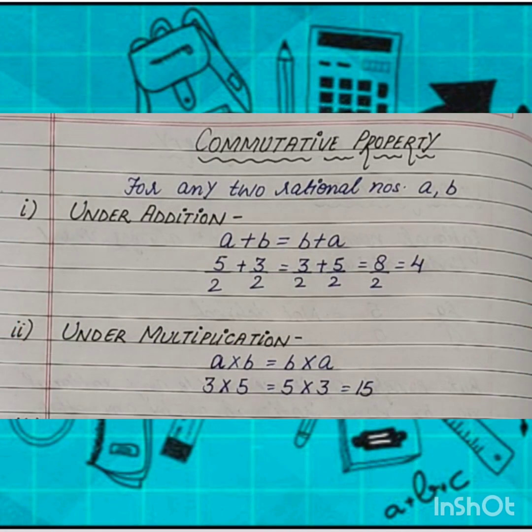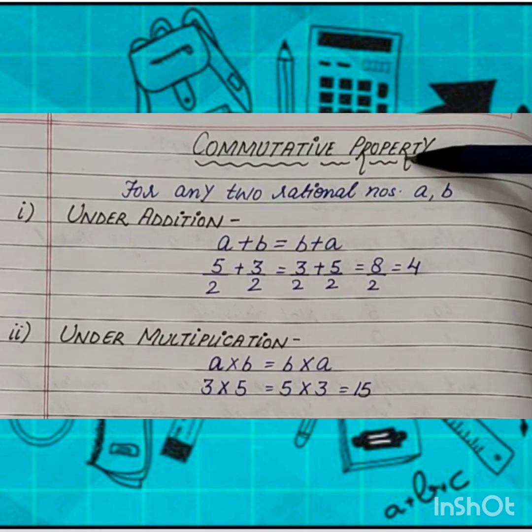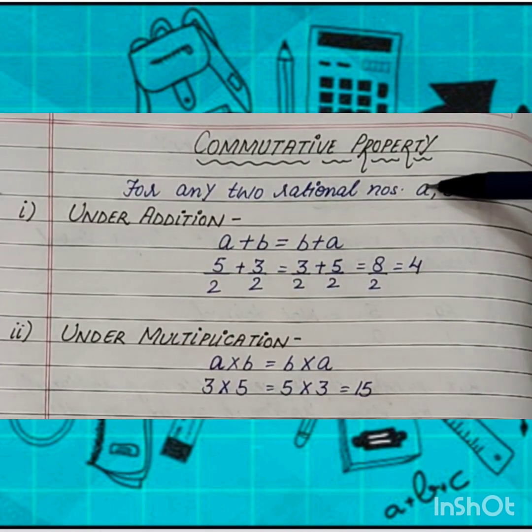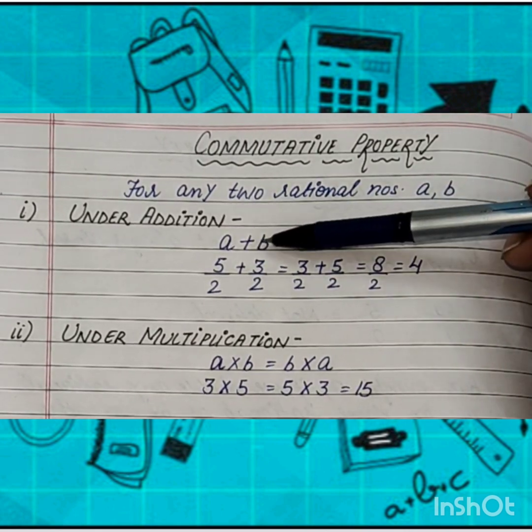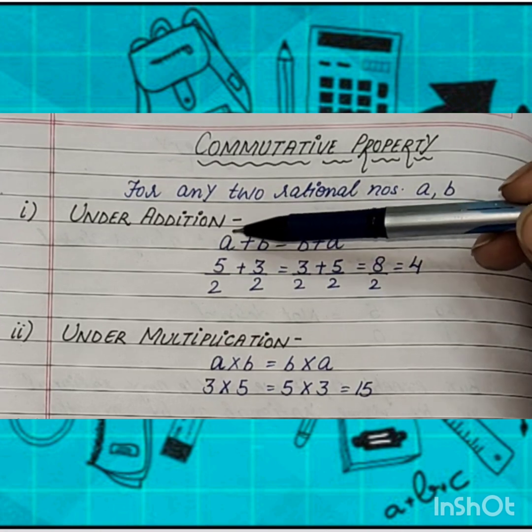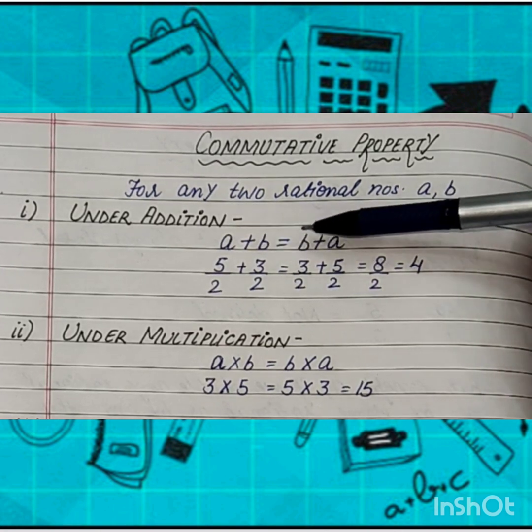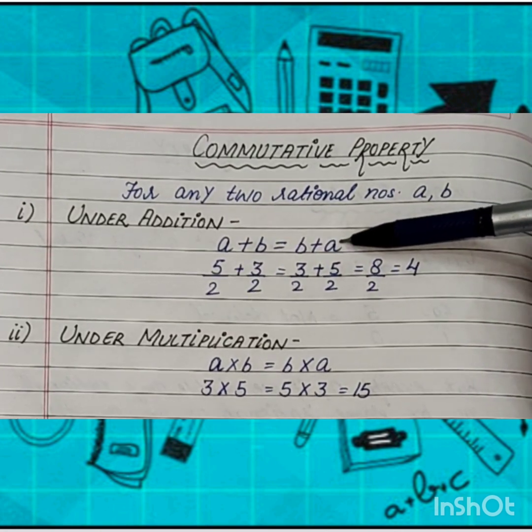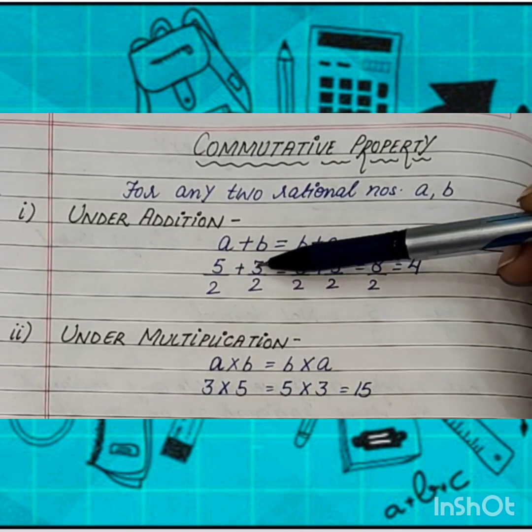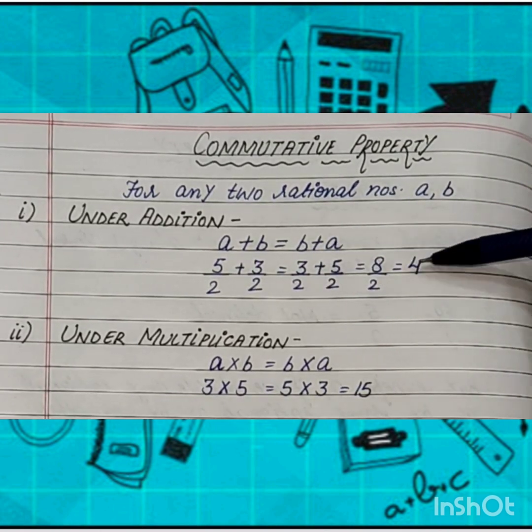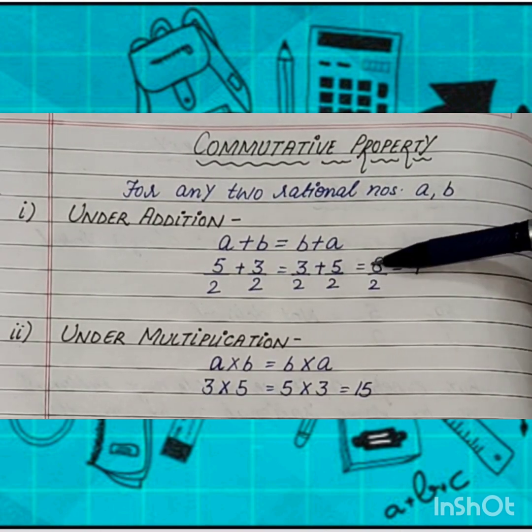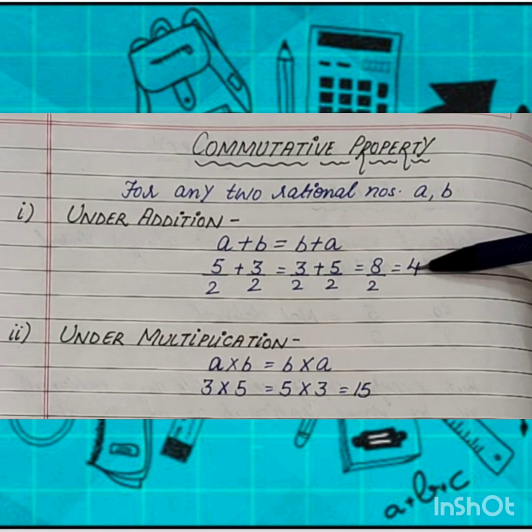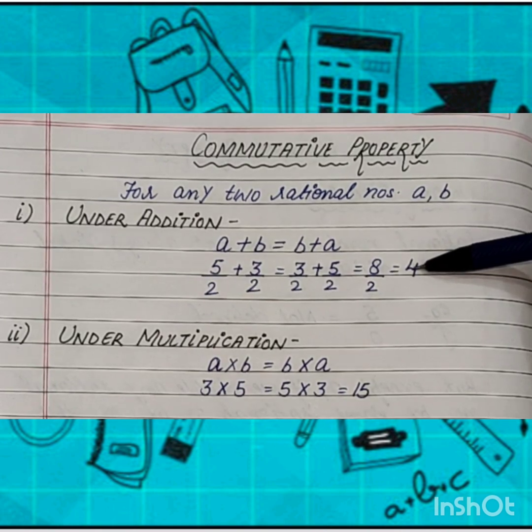Now second property is commutative property. Another name of commutative property is order property. Suppose we are having two rational numbers a and b. Then under addition means we can add any two rational numbers in any way. Write them as a plus b or b plus a. Both have the same answer. For example, 5 upon 2 plus 3 upon 2 will give 8 upon 2. That means 4. And b plus a means 3 by 2 plus 5 by 2 will also give 8 by 2. Answer is 4. So you can add any two rational numbers in any way.